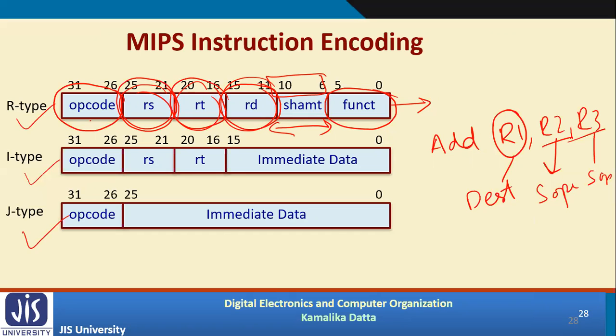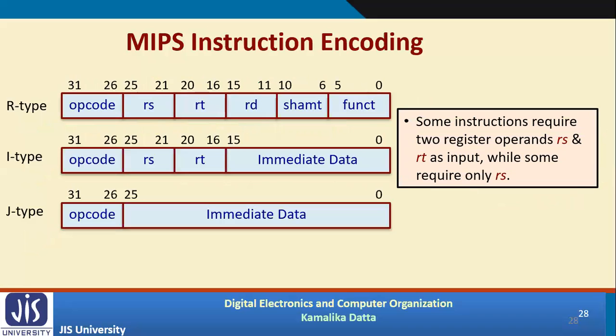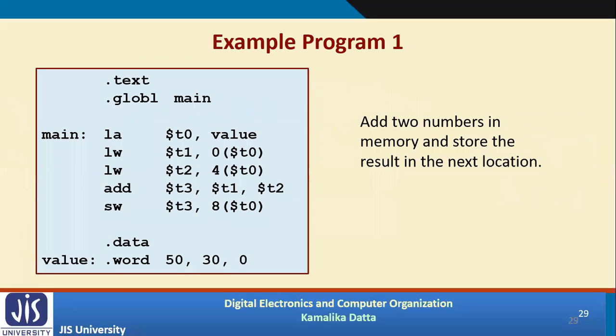Similarly, I type instruction. Here is the opcode. Here are the two sources, and this is the immediate value. This is how the encoding is done in MIPS. Fine. So this is a specific way that the encoding works. In QtSPIM, you will look into all these things. Some instructions require 2 registers. We will see why it requires 2 registers and so on.